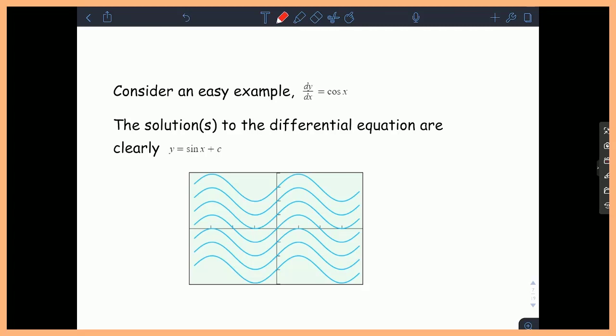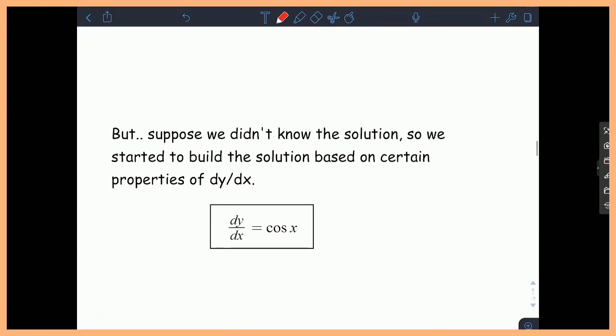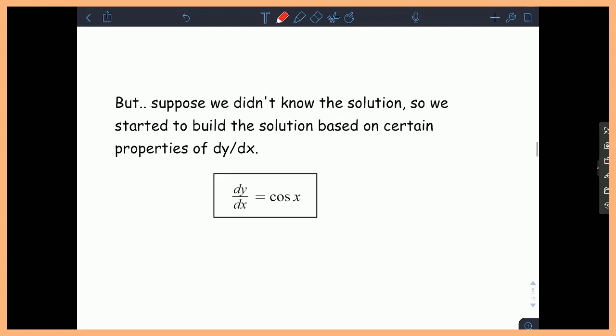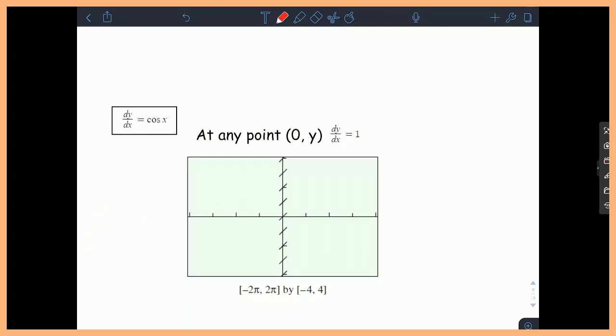If we use dy/dx equals cosine x as our slope, we can build a very similar picture using information about the derivative. So let's go one step at a time and figure out some scenarios. Scenario number 1: if dy/dx is cosine x, at any point (0, y), the differential gives you an answer of 1. This is because dy/dx doesn't contain y. It only contains x, and cosine of 0 is equal to 1. It doesn't matter what value you put in for y. If you plug 0 into x, this differential equation will give you 1.